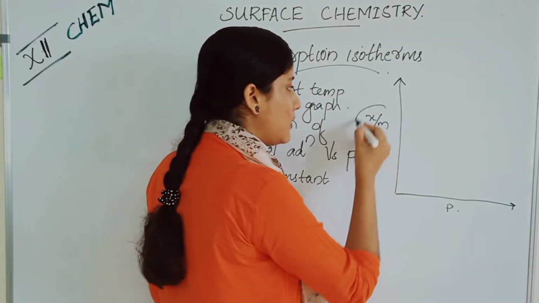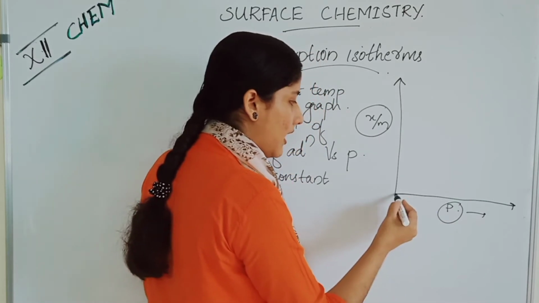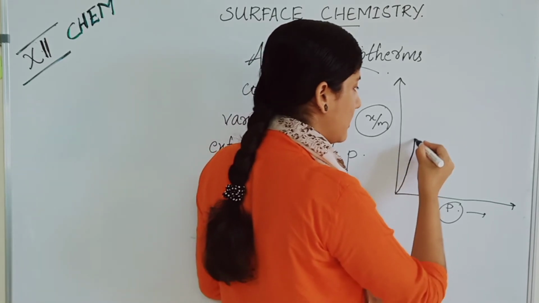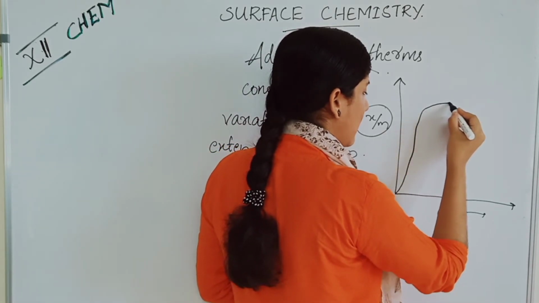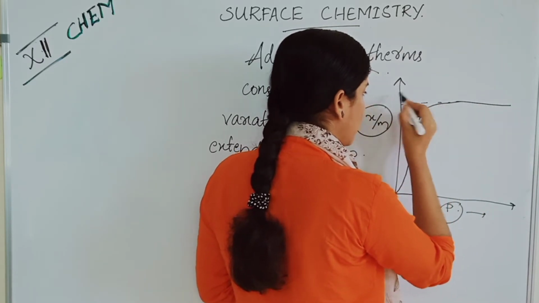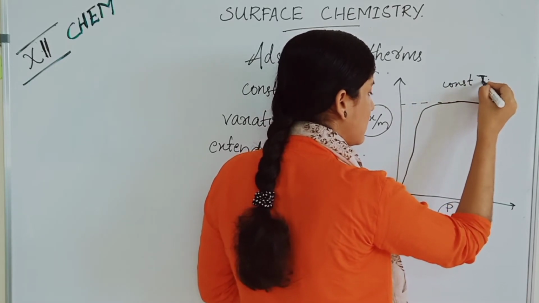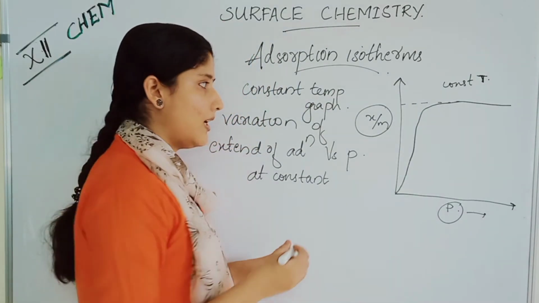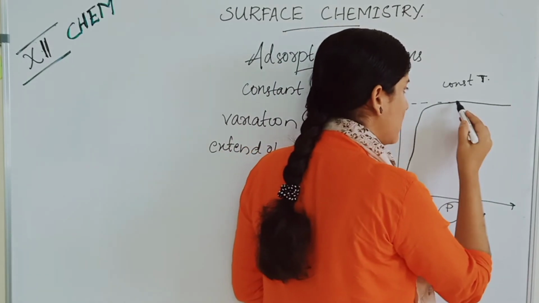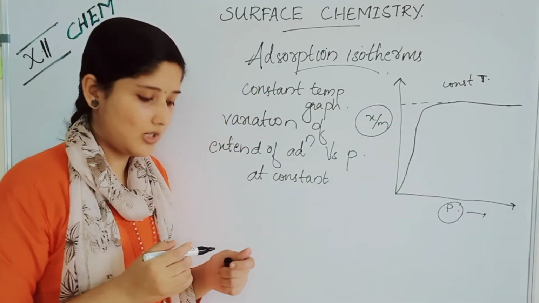When we draw the graph between x by m, extent of adsorption, and pressure, in the x-axis we can see that at first the adsorption increases linearly with pressure, and after an extent at high pressures, it will not change. It will be a constant. At constant temperature, after an extent, the x by m is independent of pressure. When we give high pressures, it will not change. This is what an adsorption isotherm is.